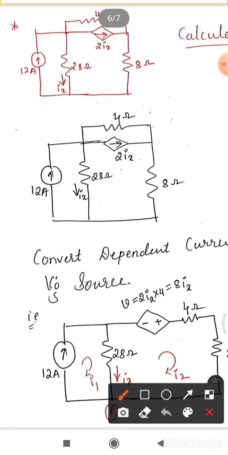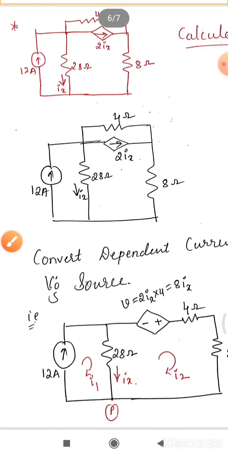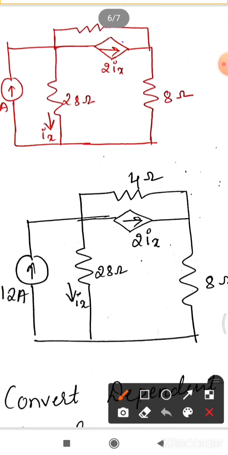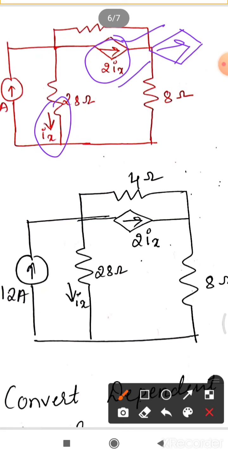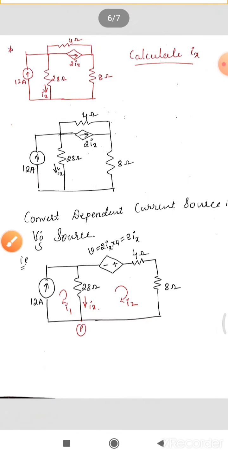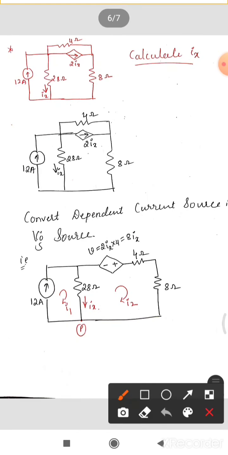This is Ix, and observe this current source. This current source, the rhombus with the arrow mark, is a current source. On what is it dependent? A current. Where is it? Ix is here, right? This current source is dependent on a current, therefore it is a current controlled current source. Now we have to calculate Ix. Since they have specified to calculate Ix, it means the current flowing through that 28 ohm.